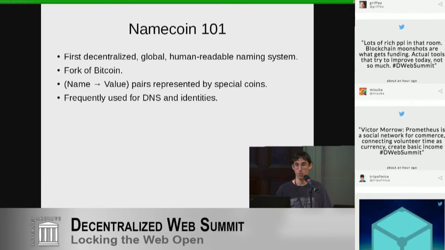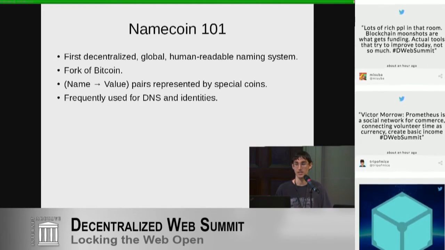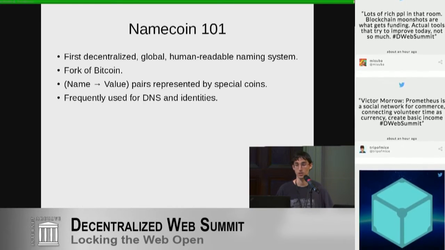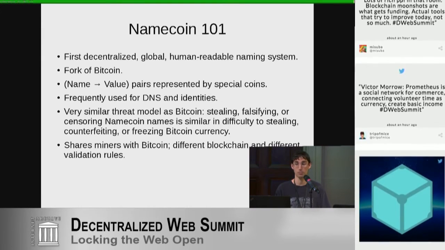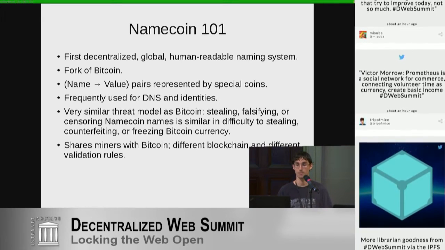And so in Namecoin, those kinds of attacks are similar in difficulty to stealing, counterfeiting, or freezing Bitcoin currency. And so that's substantially more secure in most cases. And to be clear, Namecoin uses a separate blockchain with different rules from Bitcoin, but miners can mine Bitcoin and Namecoin at the same time.